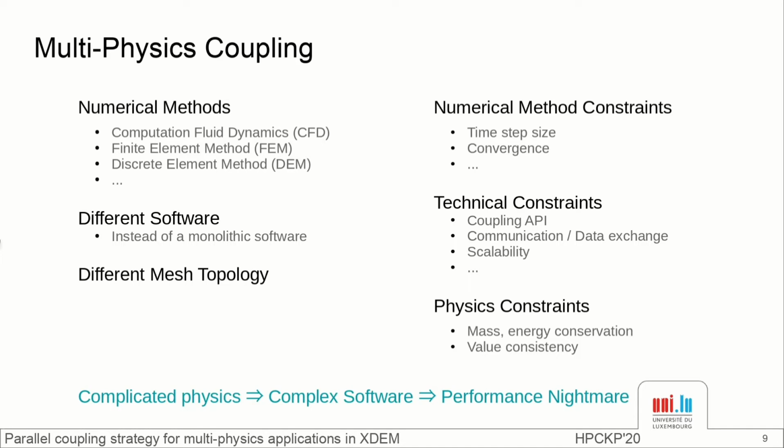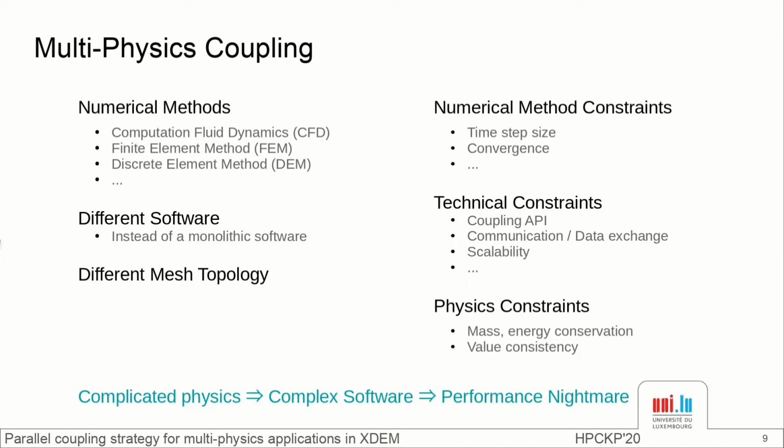The problem with multiphysics coupling is that you will have to handle different meshes and different mesh topologies, but also different numerical methods that each have different constraints in terms of time step and convergence. And additionally to all that, you have technical constraints. So every software has a different coupling API when they have one. There are different ways of communication or data exchanges. They scale differently on different constraints. And of course, you still have the physics constraints of the problem that you want to respect.